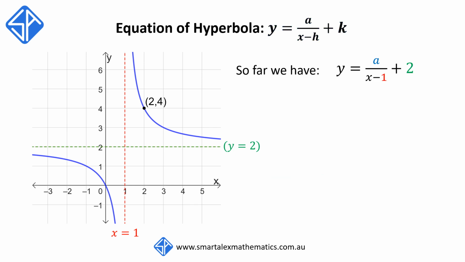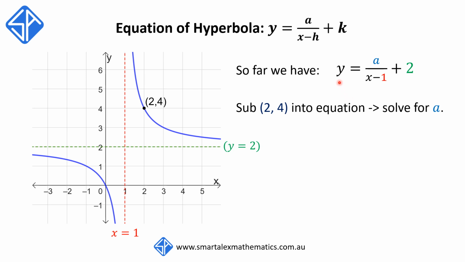Now that we've got the values of h and k, our equation so far looks like this. Y is equal to a over x minus 1, plus 2. It's not yet complete because we still need to work out the value of a, our dilation factor. To find the value of a, we're going to make use of the point (2, 4). We're going to substitute (2, 4) into this equation and then solve for a.